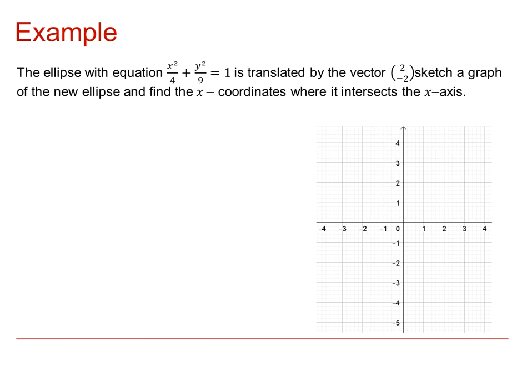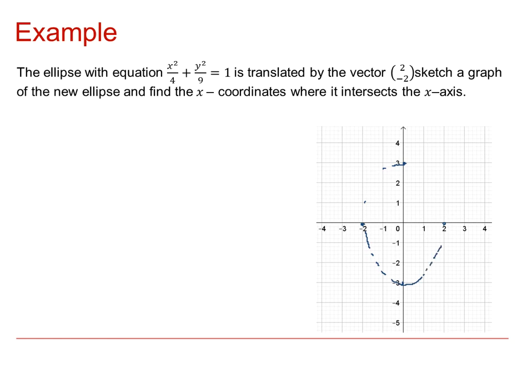Well, the original ellipse has equation x squared over 4 plus y squared over 9 equals 1, so that's going to cross the x-axis at -2 and 2, and the y-axis at 3 and -3. So a sketch of it would be something like this.